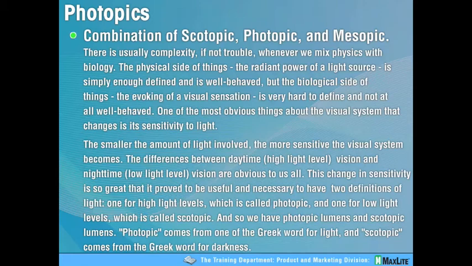The difference between daytime vision, also known as high-light vision, and low light vision is obvious. The change in sensation is so great that it's proved useful and necessary to have two definitions for light: photopic, from the Greek word for light, and scotopic, from the Greek word for darkness. This is, in a nutshell, why it's so difficult, and even now, over 200 years later, we have not been able to rationally define this. At least not with words, but with some visuals we can articulate this much better.